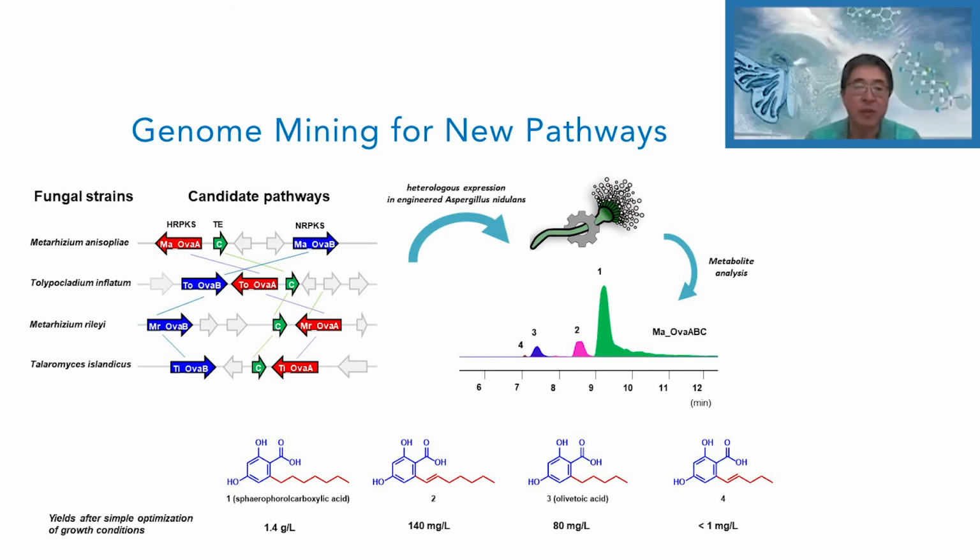We cloned these enzymes and put them into a heavily engineered, generally regarded as safe fungal host, and we were able to produce new compounds, shown here, these four compounds. It turns out one of them, compound 3, is alpha-lipoic acid. With very little optimization, we were able to achieve about 80 milligrams per liter of this compound.